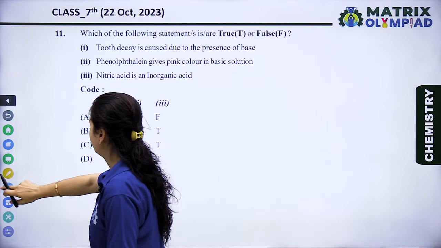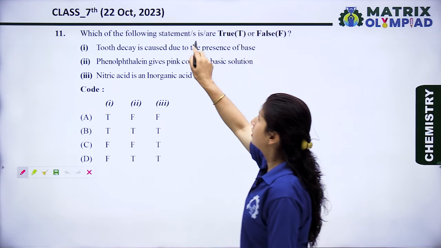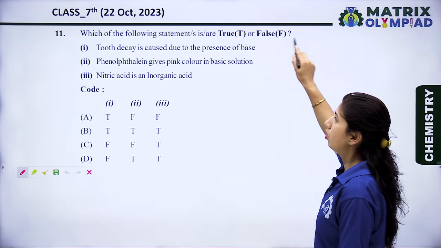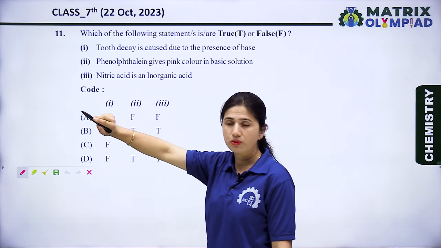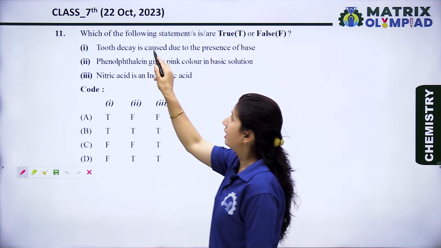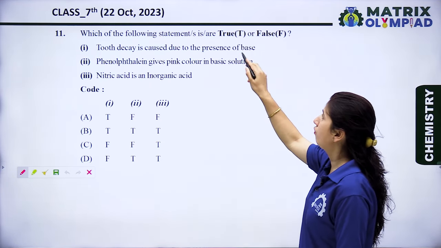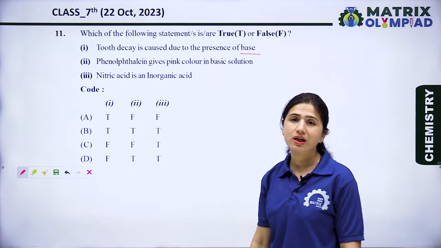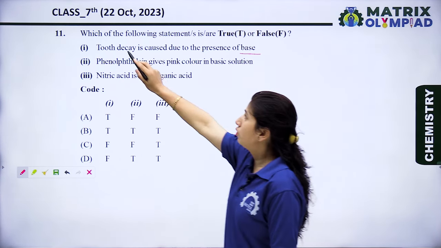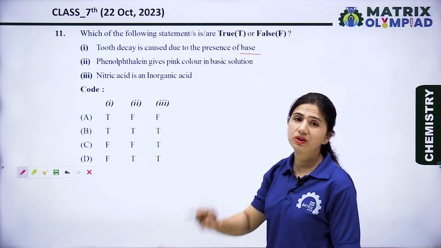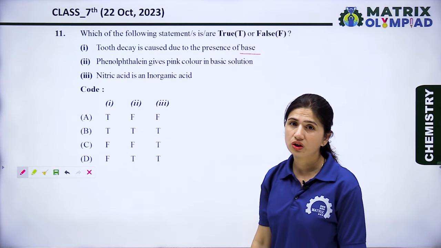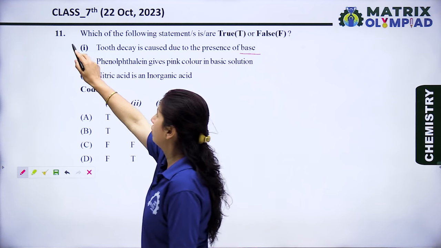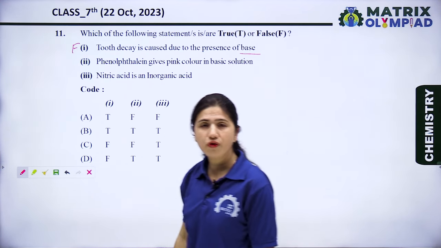Question number 11. Which of the following statements is or are true or false? Let's see the first option. Tooth decay is caused due to the presence of bases. It is completely a wrong statement because tooth decay is caused due to the presence of an acid, not a base. So the first option is a false statement.